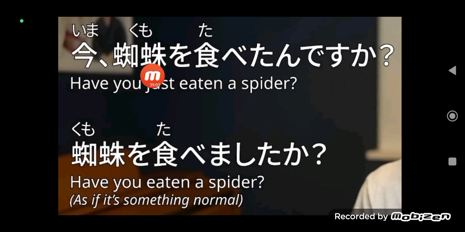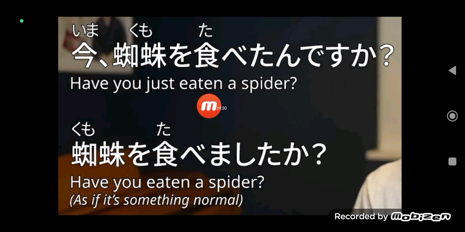"Ima kumo tabetan desu ka?" Hey, have you just eaten a spider? "Ima kumo tabetan desu ka?" Person A was surprised because person B ate a spider. Kumo is spider. "Kumo tabetan desu ka?" So person B will just explain why, when person A saw him eat a spider.